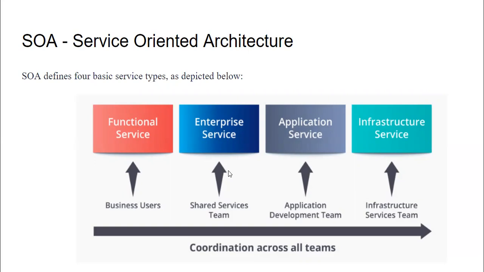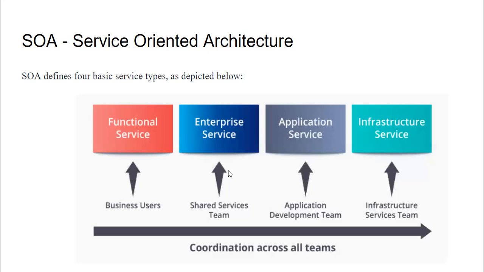Functional services or business services are nothing but coarse-grained services that define core business operations. They are represented through XML's business process execution language, also known as BPEL. Then enterprise services implement the functionality defined by the business services, and they mainly rely on application services and infrastructure services to fulfill business requests.